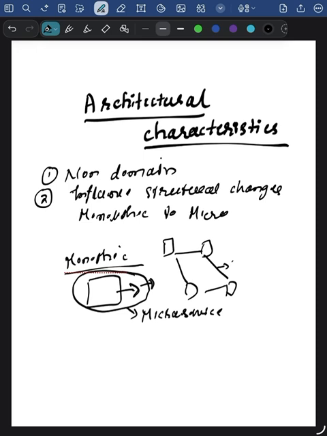So this is how we define architectural characteristics. To summarize, it should be a non-domain requirement, and it should influence some structural changes. Then it should be important and critical. We have to choose and implement those architectural characteristics.